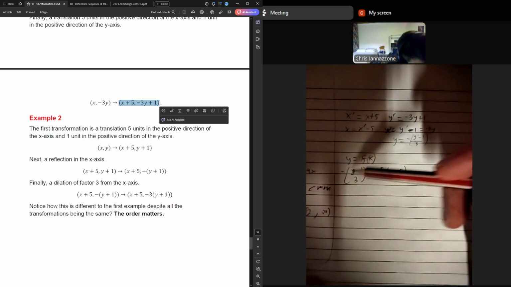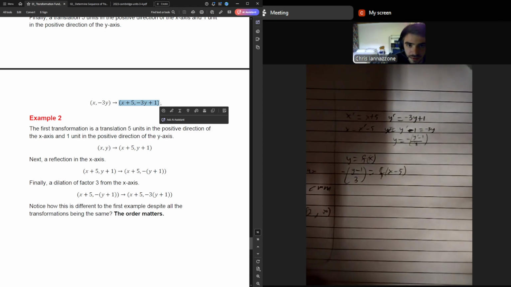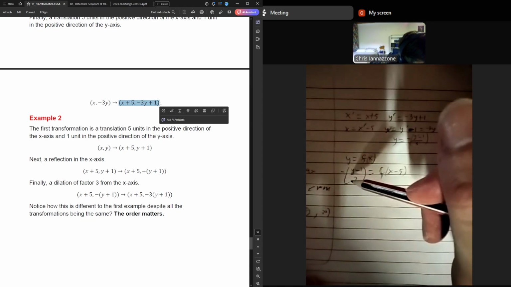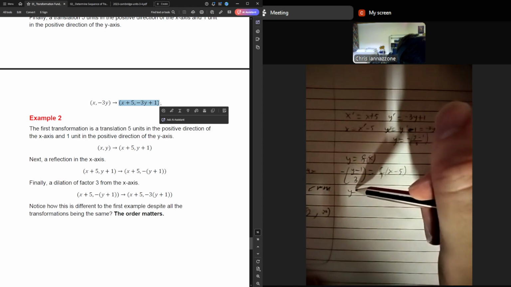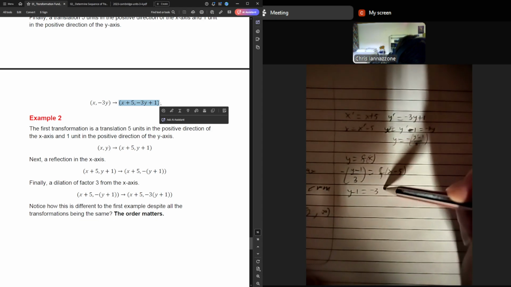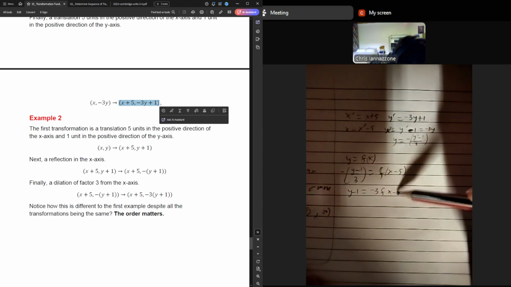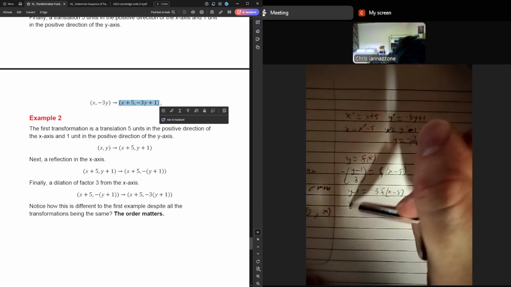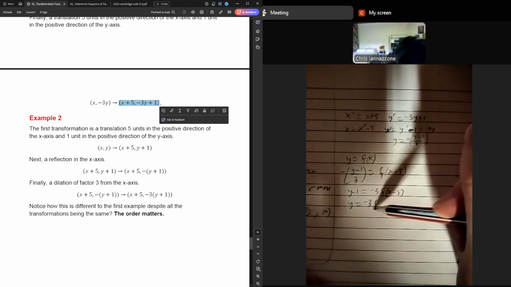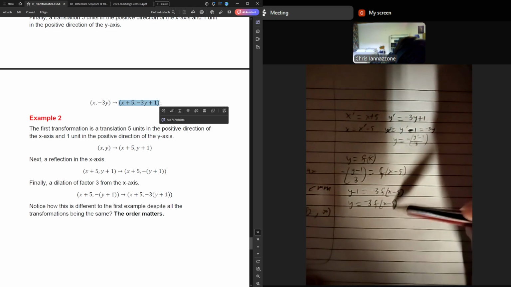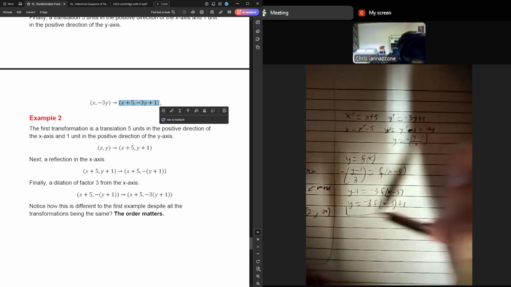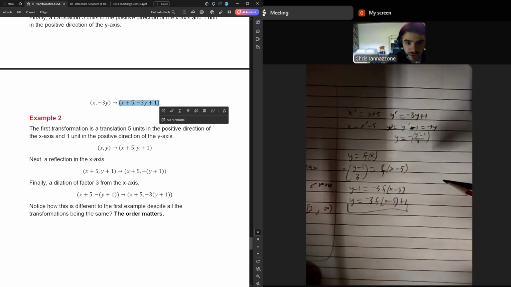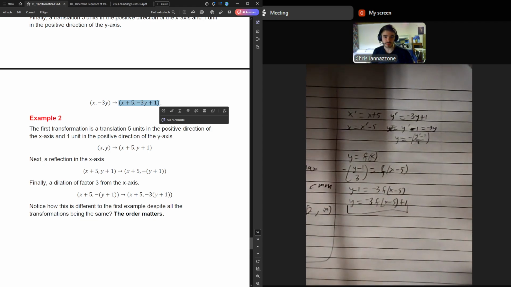And then finally, we're just going to get the y back on its own because that's how we write functions. Multiply both sides by negative 3. Negative 3 f of x take 5. And then add 1 to both sides. Negative 3 f of x take 5 plus 1. That's how it would look in a function, whatever that function is. So just replace f of x with whatever your function happens to be.